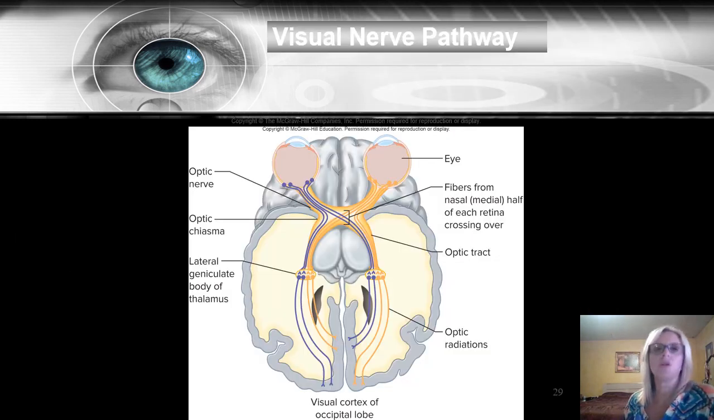This is illustrating that visual pathway, including the optic nerve, optic chiasma tract, and optic radiations. The blue lines here show the path of information from the right eye, and the yellow show the path of information from the left eye. And you can see there is a partial crossing over at the optic chiasma, which is here.